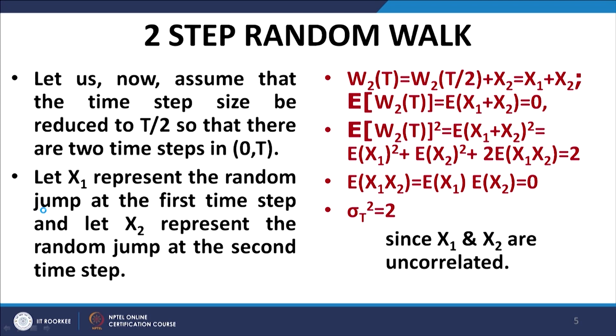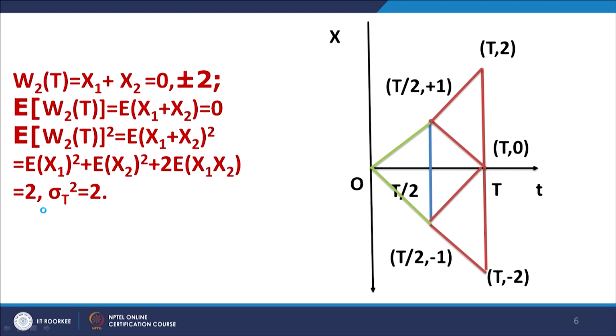Now, we extend this to a two-step model. How do we do it? Let us look at the diagram first before coming to the parameters. Now, what we do is we split the interval 0 to t. Remember, we had an interval of 0 to t, and in the previous case the system made a jump at t equal to capital T.